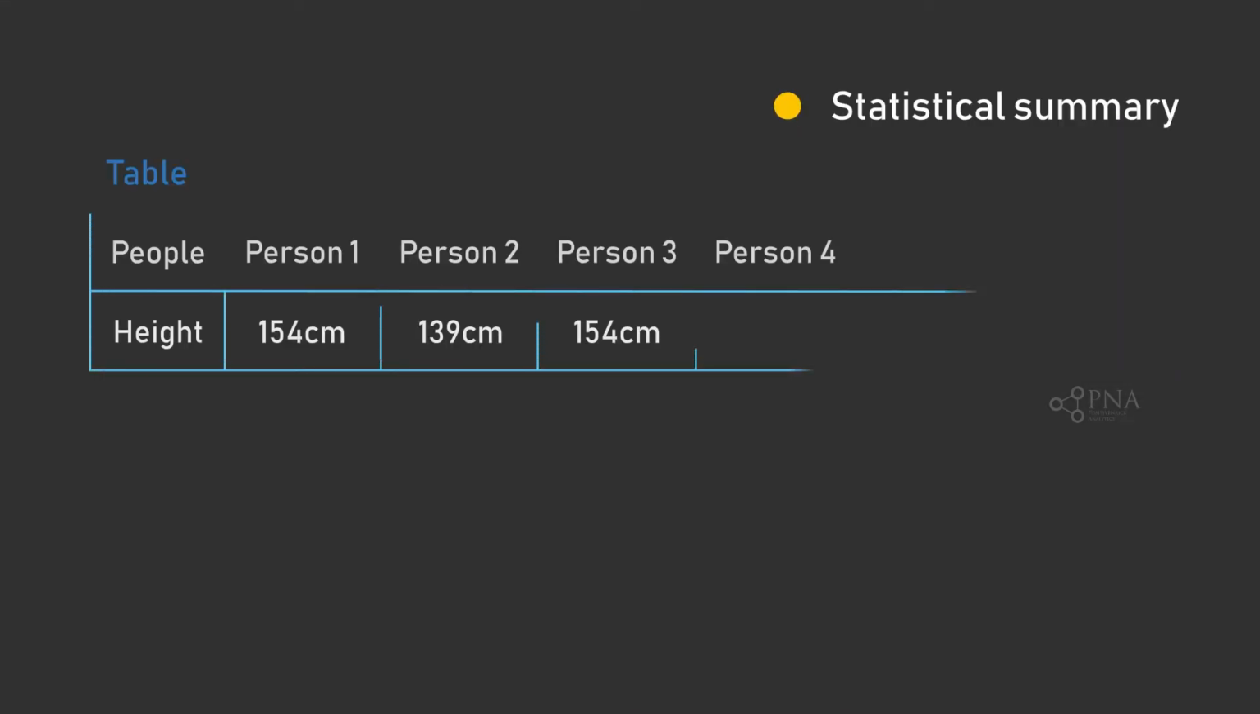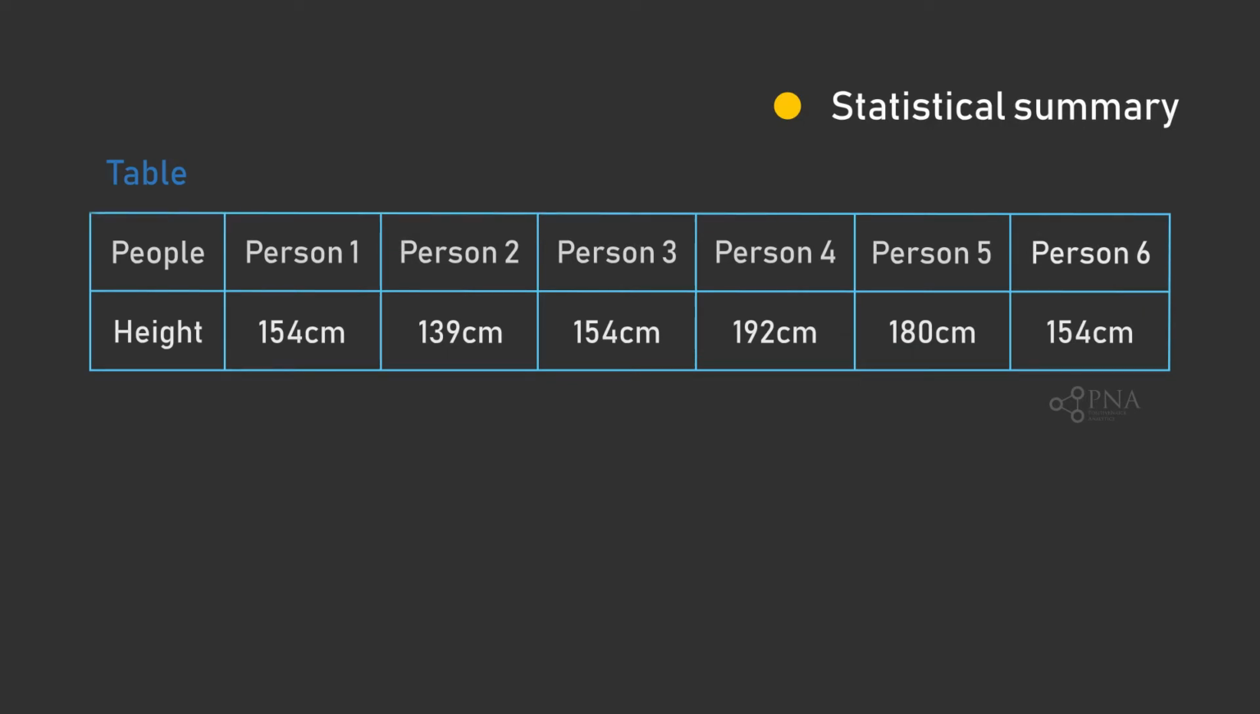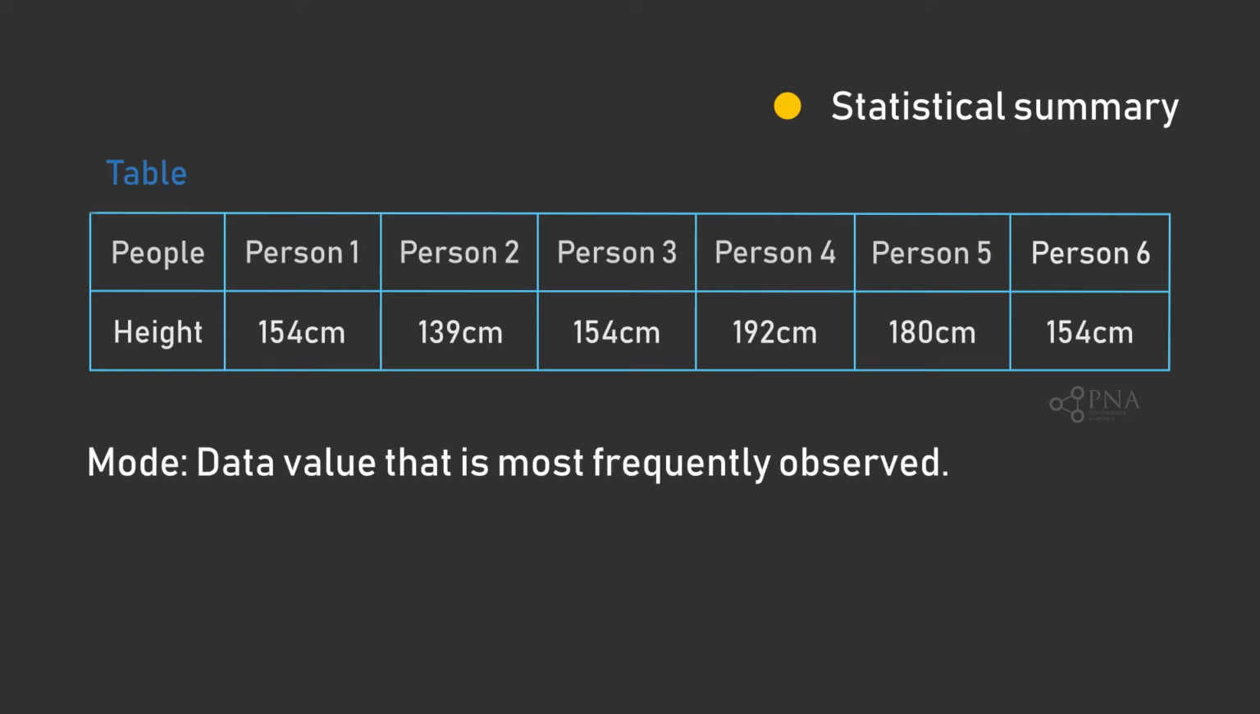In the statistical summary, we establish a baseline for our data. We find the mean, median, mode, standard deviation, and variance for our dataset. The mode is the value most frequently observed in the dataset.